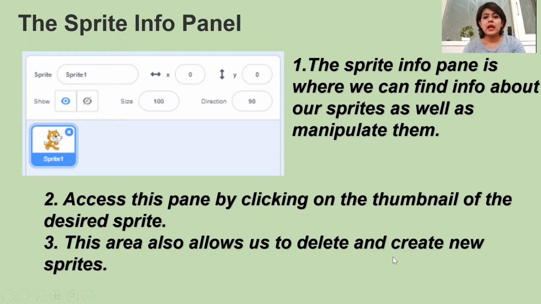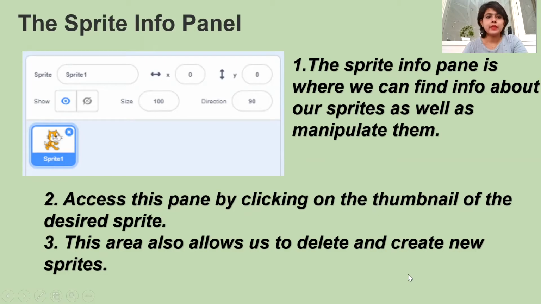This area allows us to delete and create sprites. There's a cross mark you can see here. This way we can delete the sprite. Let's move forward. So we have covered three things here: what is a sprite, what is a stage area, and what is a sprite information panel.